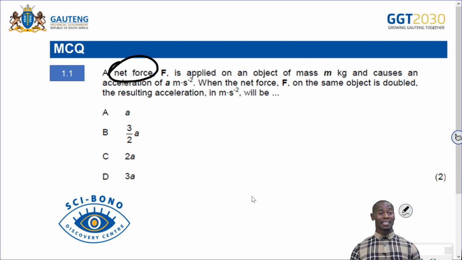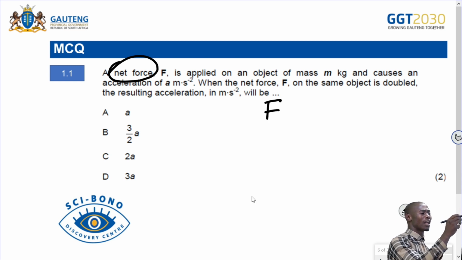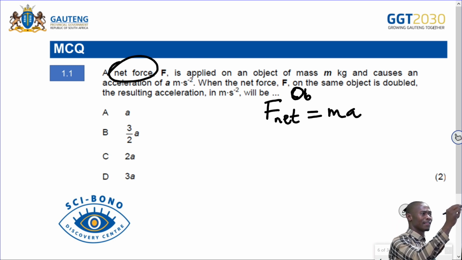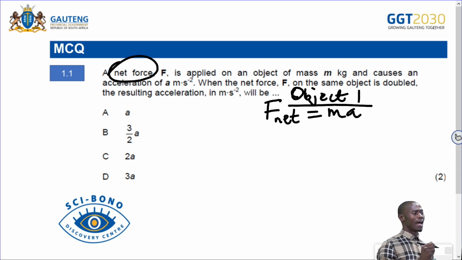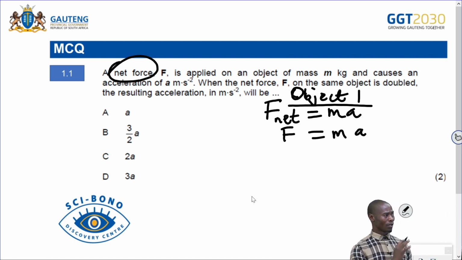So we need to find out what will happen if the net force is doubled. First, they are talking about the net force, there is mass, there is acceleration. So for the original object, F net equals ma. Let's just say this is object 1. Remember, our F net is F, our mass is m, our acceleration is a. This is what is given.